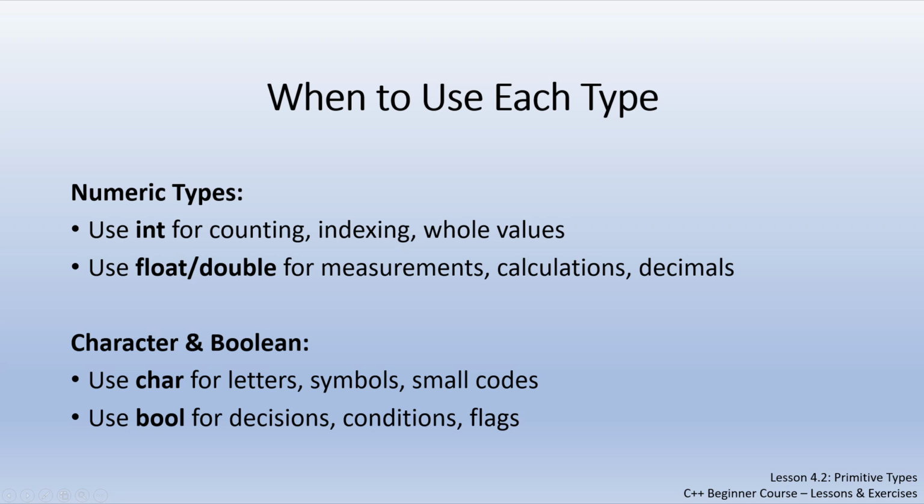Choosing the right type depends on what kind of data you're storing. Use int for whole numbers like scores or ages. Use float or double for measurements or calculations that require decimals. Use char for single characters, and use bool when something can only be true or false. Picking the right type makes your program more efficient and easier to understand.